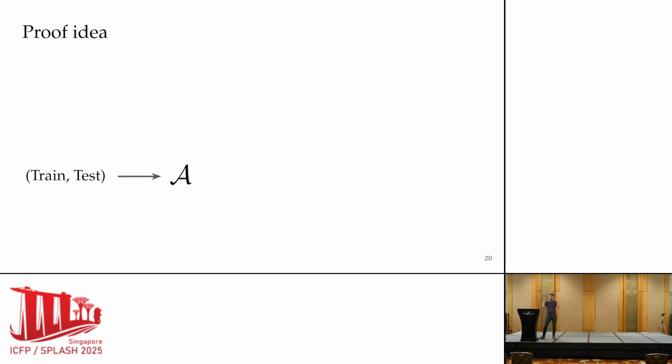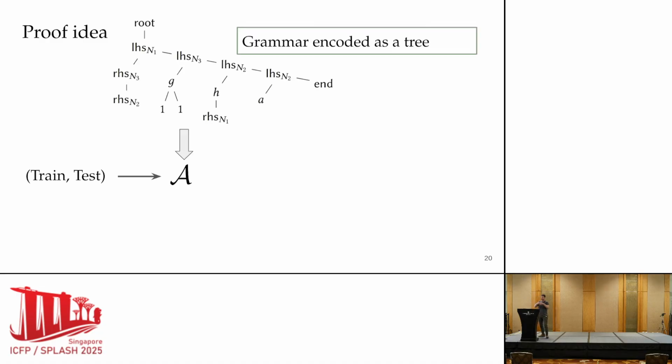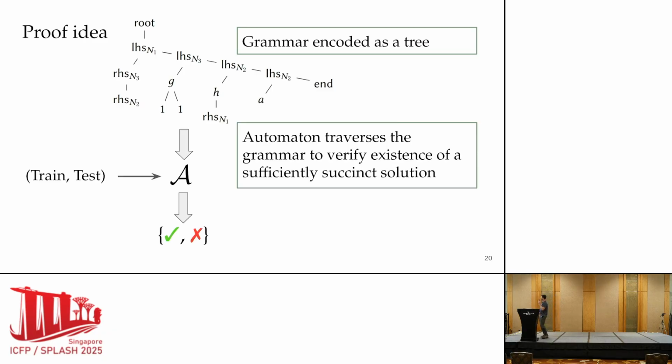Just a brief sketch of the proof idea. We have these learning instances, and we have to decide, is there any DSL at all that could work? So what we do is we design a tree automaton, that's A, which reads a tree that encodes a DSL, and it traverses this tree up and down many times to check these conditions. It says, does there exist some sufficiently succinct solution?